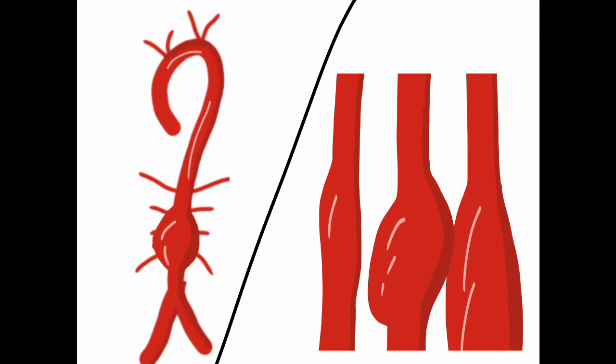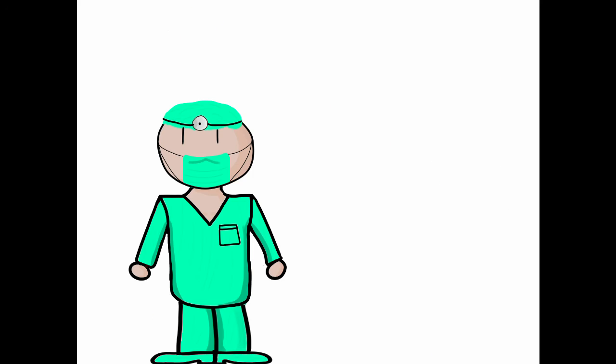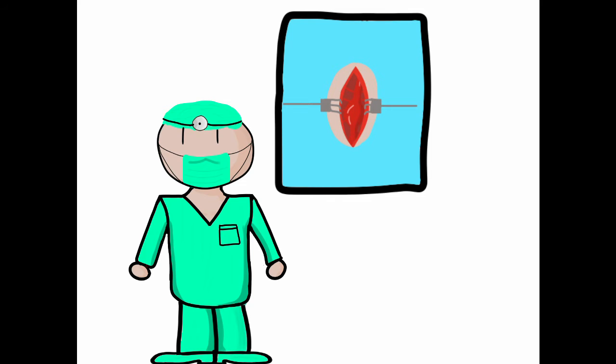However, if an aneurysm reaches 5 to 5.5 centimeters or is growing at a rate of more than half a centimeter every 6 months, it is considered at a high risk of rupture. At this point, surgery is your best option. This can be achieved two ways. One is open surgery and the other is endovascular surgery.